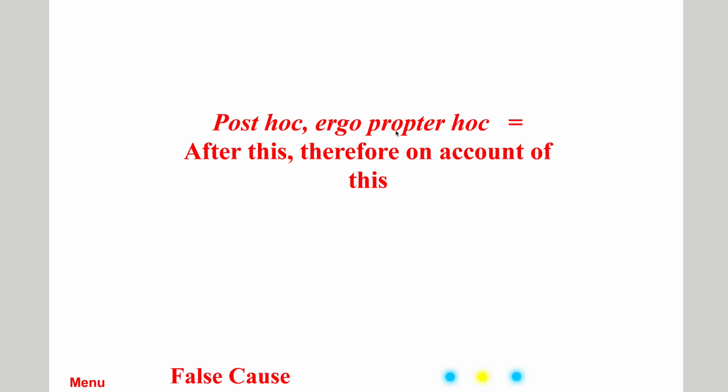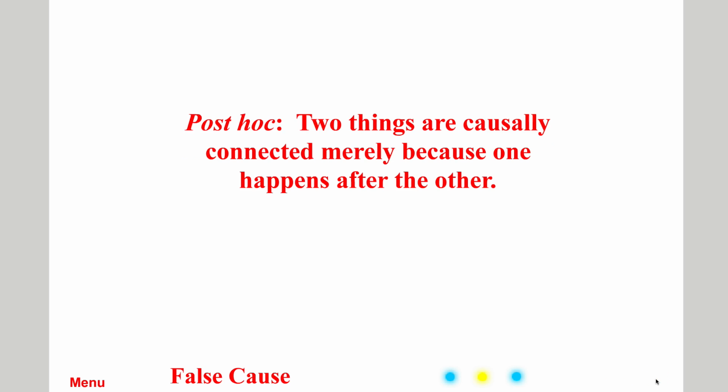So post hoc ergo propter hoc means after this, therefore on account of this. Two things are causally connected merely because one happens after the other. Okay?